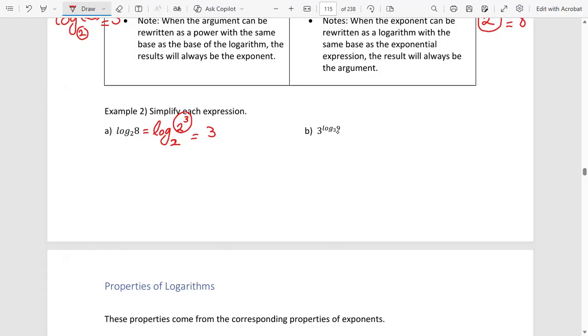Part B. We have an exponential term, 3 is the base, and this log is the power. But the base of the log is the same as the base of the number. That means they cancel each other, so the answer is just 9.